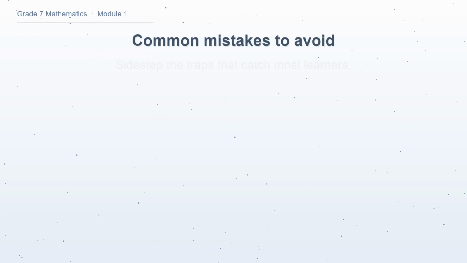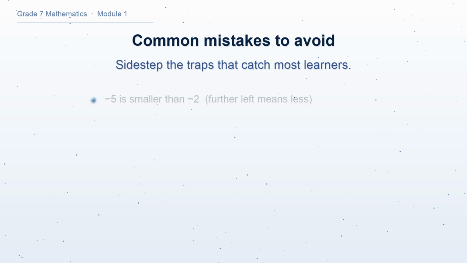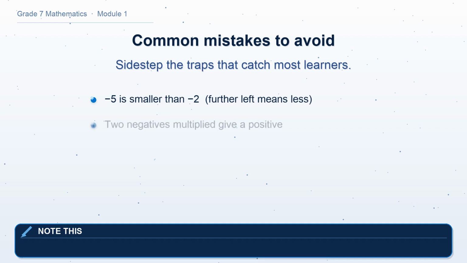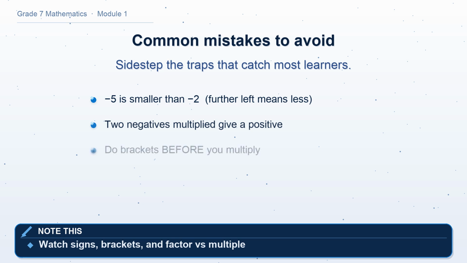Before we practice, let's avoid the traps that catch most learners. First, -5 is smaller than -2, not larger. Further to the left always means less. Second, two negatives multiplied together give a positive, so don't leave that answer negative. Third, always work out the brackets before you multiply. And finally, keep factors and multiples apart. A factor divides into the number, while a multiple is built up from it. Keep these 4 points in mind, and your working will stay accurate.